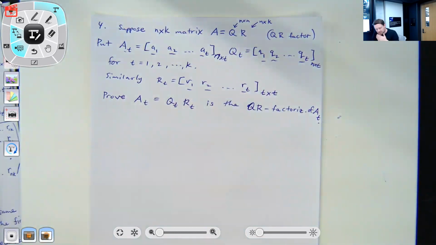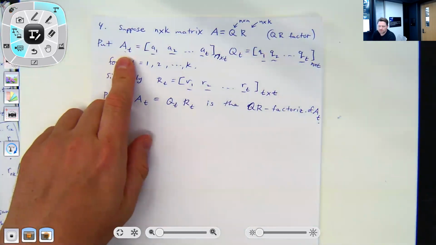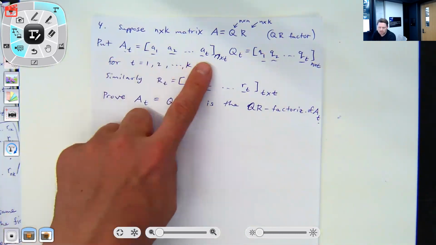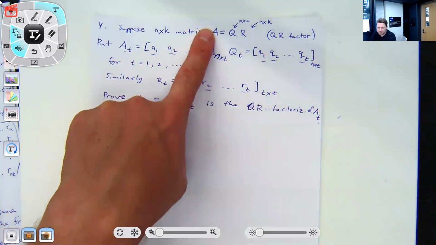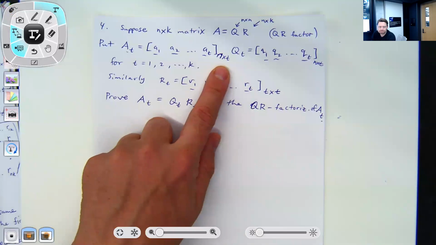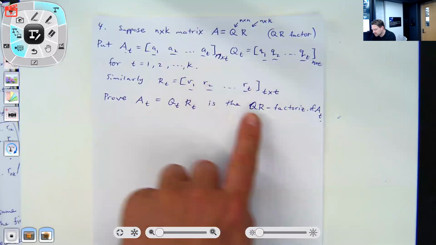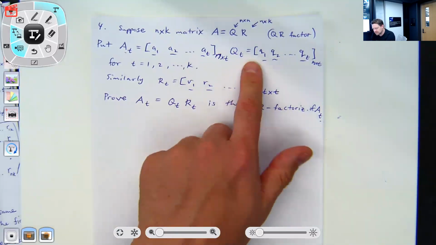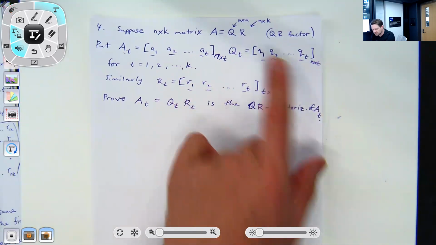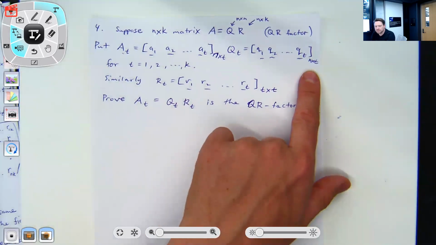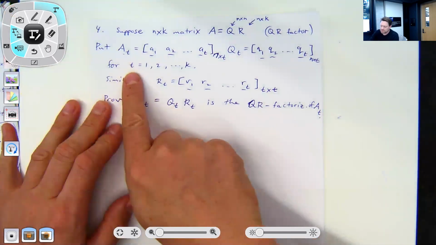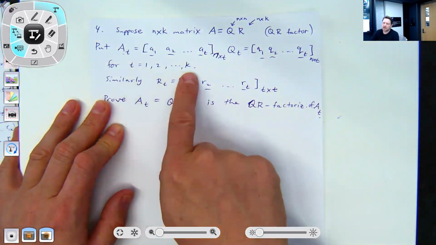All right, so now let's define A subscript T to mean simply the first T columns of the matrix A. Okay, so that then is an n by T matrix. And then we will let Q subscript T be the first T columns of the orthogonal matrix Q. So that's an n by T matrix. And so we'll define this for every T, so for T equals 1, 2, all the way up to K.